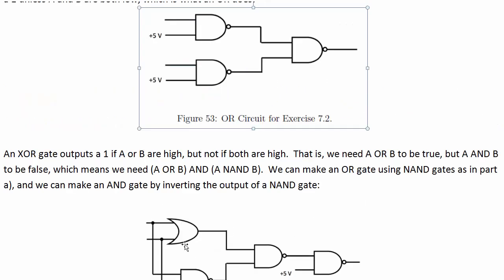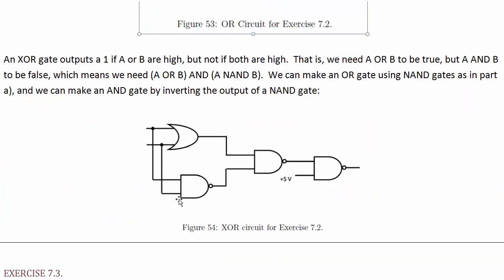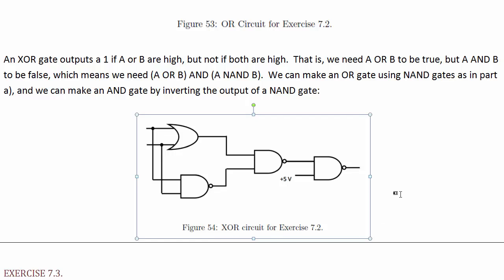So just replace this gate with this one here, and then we've got only NAND gates constructing an XOR. You could try this out for some of the other ones if you feel ambitious.